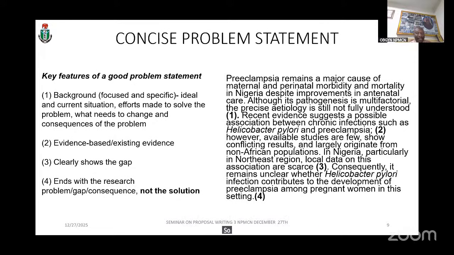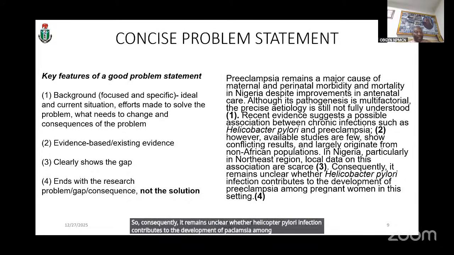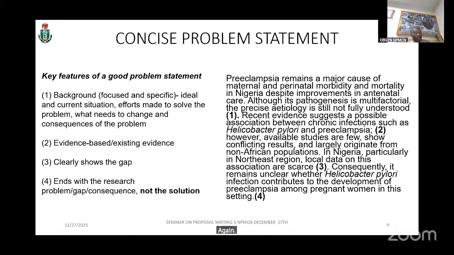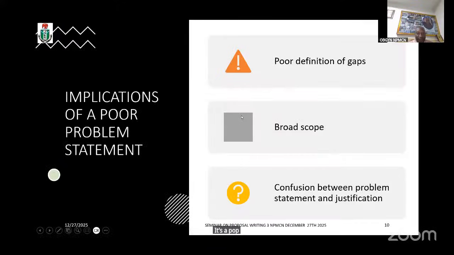So consequently, it remains unclear whether Helicobacter pylori infection contributes to the development of preeclampsia among pregnant women in this setting. So this, again, is a problem statement. So it ends with a problem statement. So you have to craft a superb problem statement.